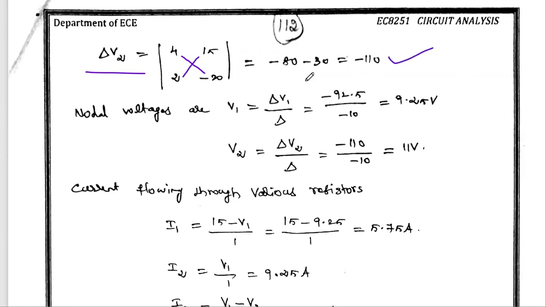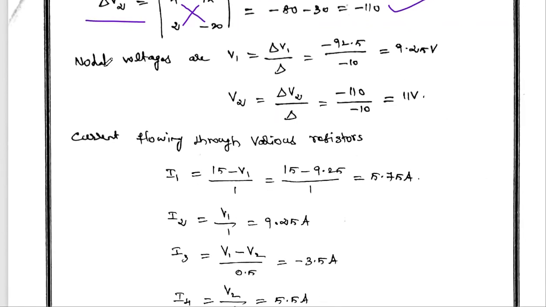After calculating del V1, del V2, we have to find the nodal voltages. So the nodal voltage V1 is nothing but del V1 divided by del. So minus 92.5 divided by minus 10, so 9.25. Similarly, V2 is calculated by del V2 by del. So minus 110 by minus 10. So the answer is 11 volt. So two node voltages calculated.